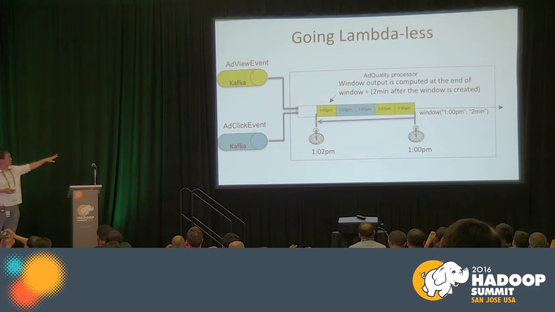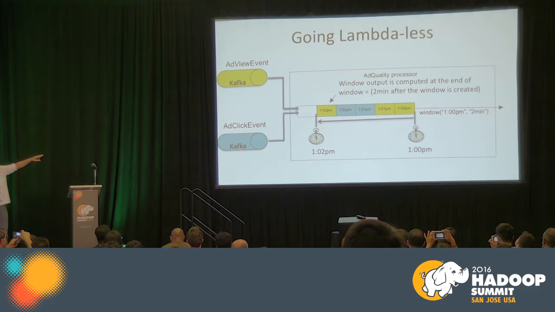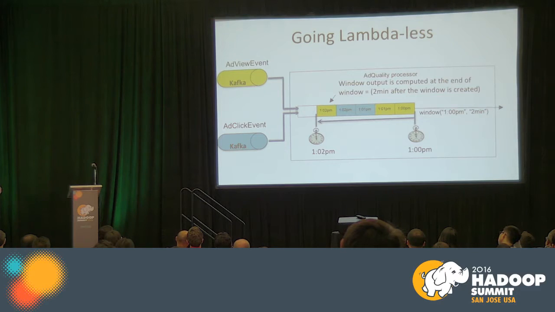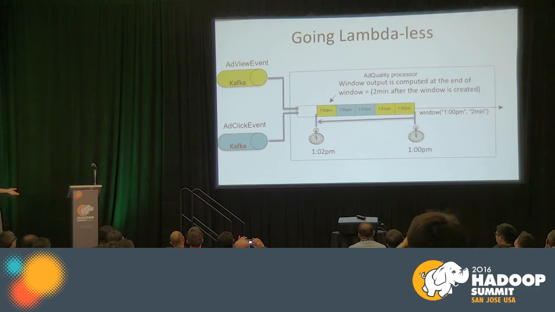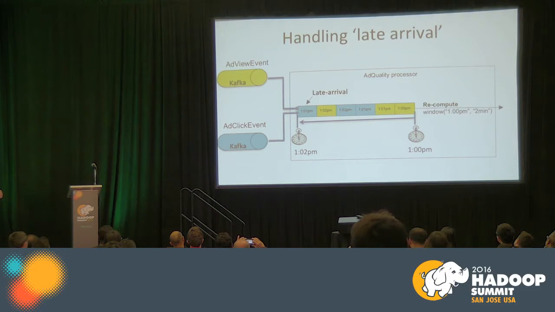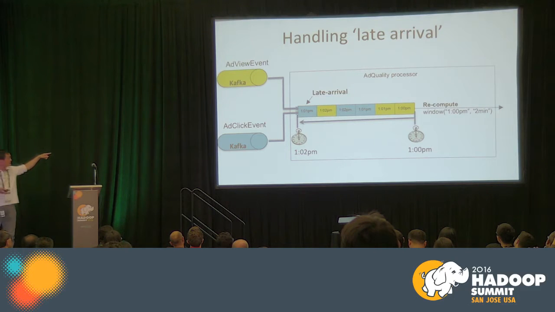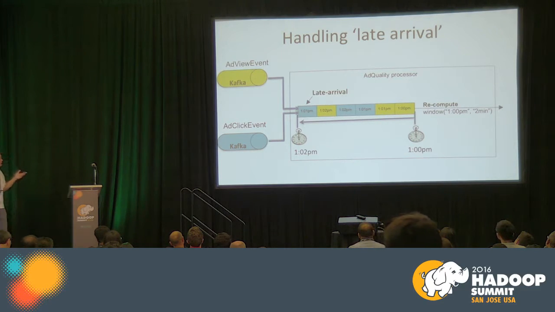At 1 o'clock we receive this sequence of events, and the window opens when we receive the 1 o'clock events. By the time we get to 2 o'clock, after 2 minutes, the window closes, we have this set of events, and we can compute the window result. Great. But there's a late arrival from the add-click events. Now, how do we deal with it? We extend the window size to include the late arrival, and then we recompute the window result based on the new window size. That's the basic concept behind windowing to deal with late arrivals.